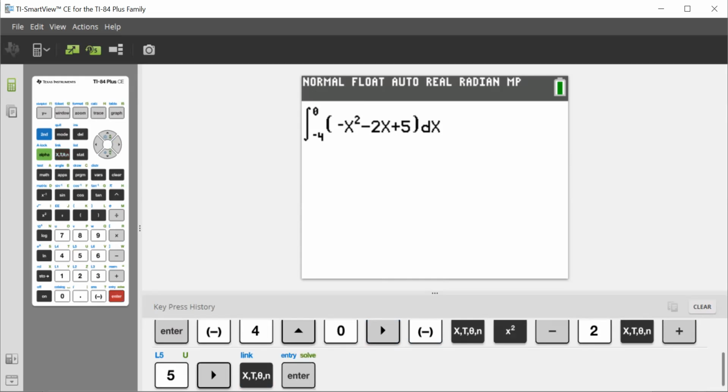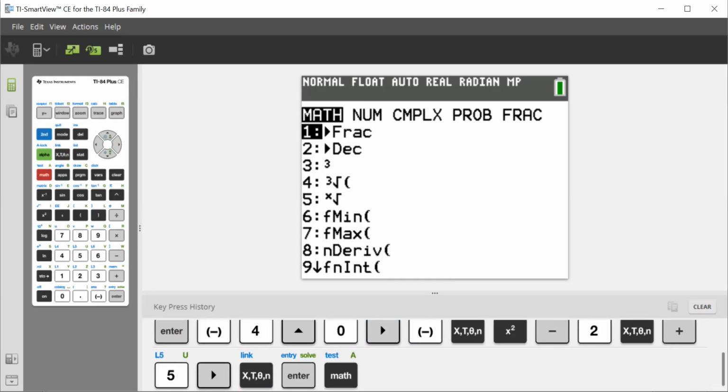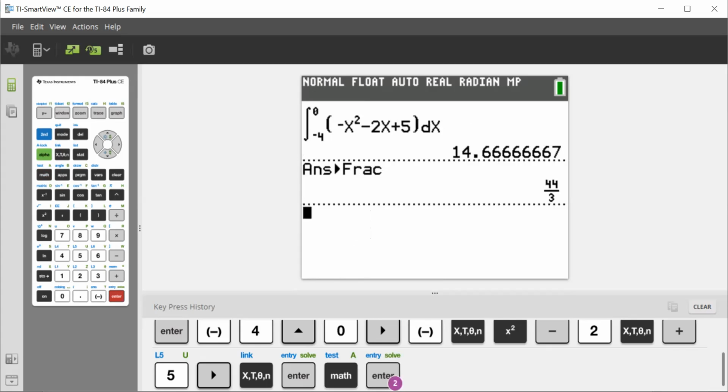And then enter. Okay, it did all the pretty math for me, but I need the exact answer for the next part. So how do I get this back to the exact answer? Convert it to a fraction. You go to math, fraction, enter, enter. So 44/3 is my answer.